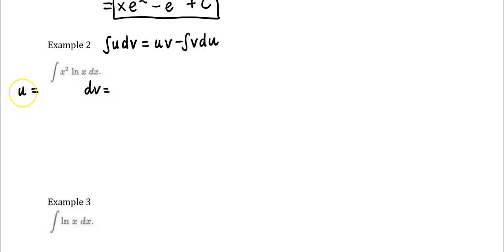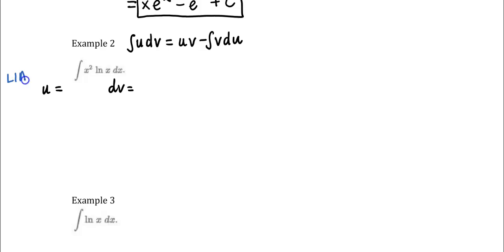I choose them from the inside of my integral. I always choose u first, and I choose u using LIATE. The L stands for logarithm. Is there any logarithmic expression in here? There is. So I'm going to choose u to be that logarithmic expression, ln x. That means that dv is everything else that is left in the integral. It is the x squared dx.